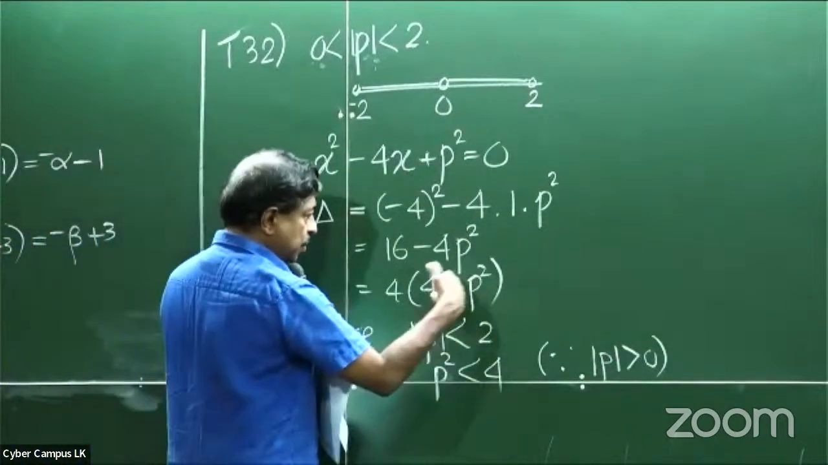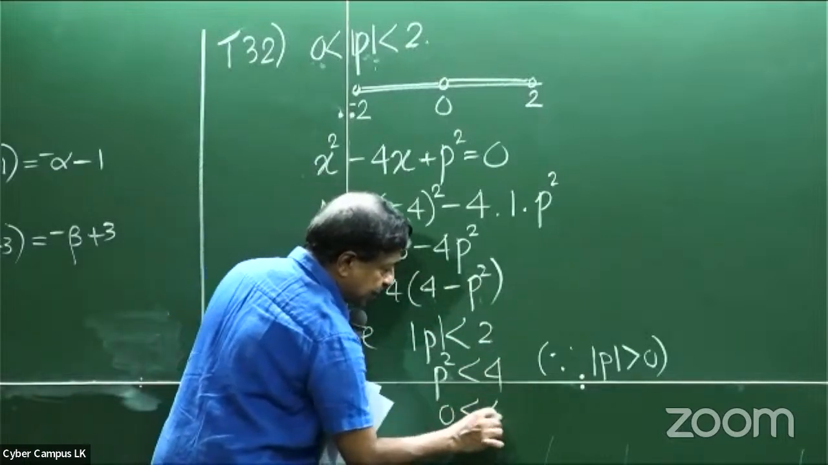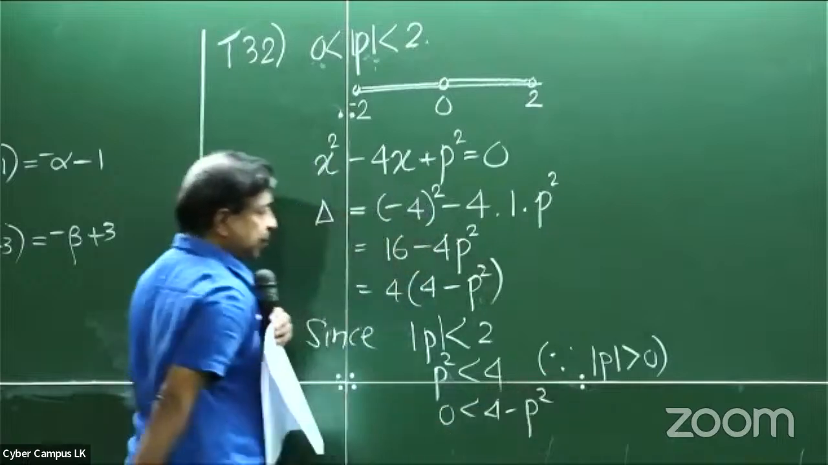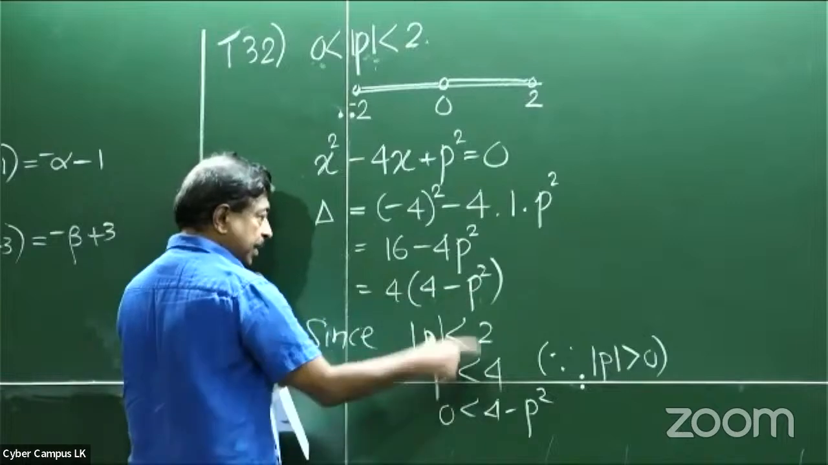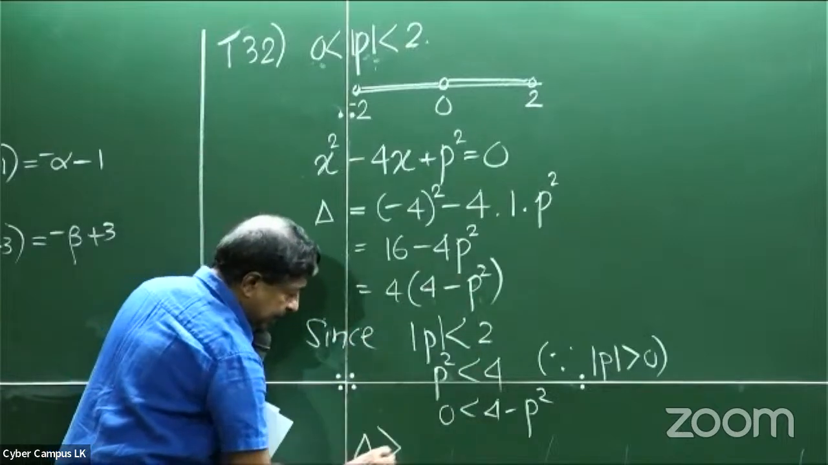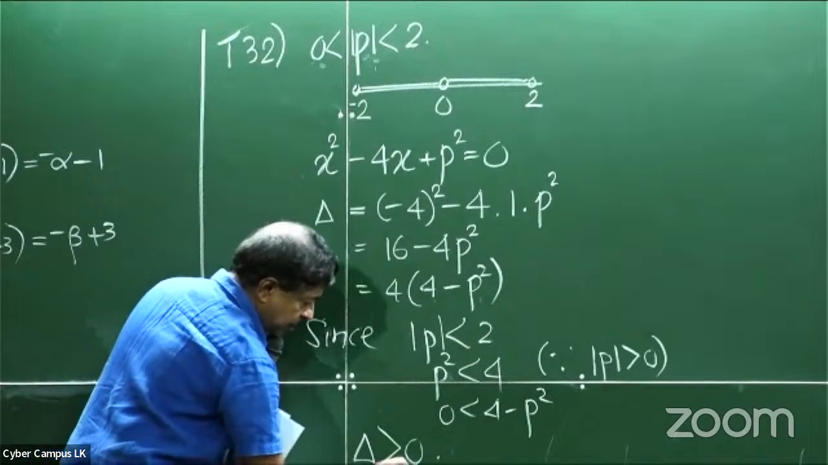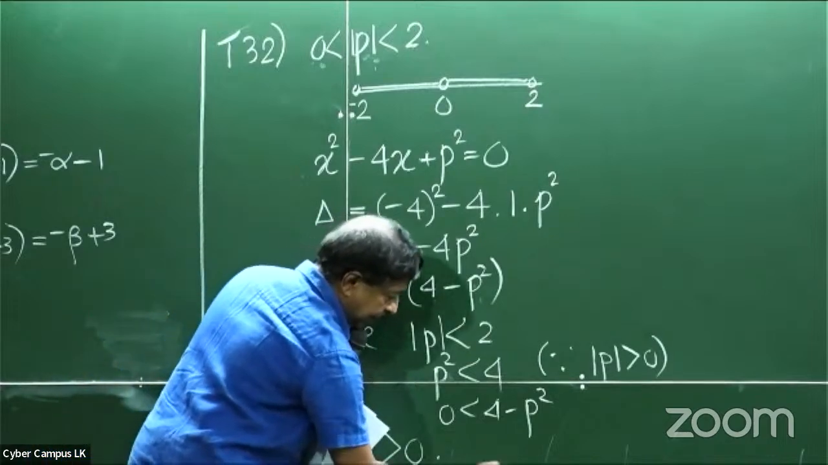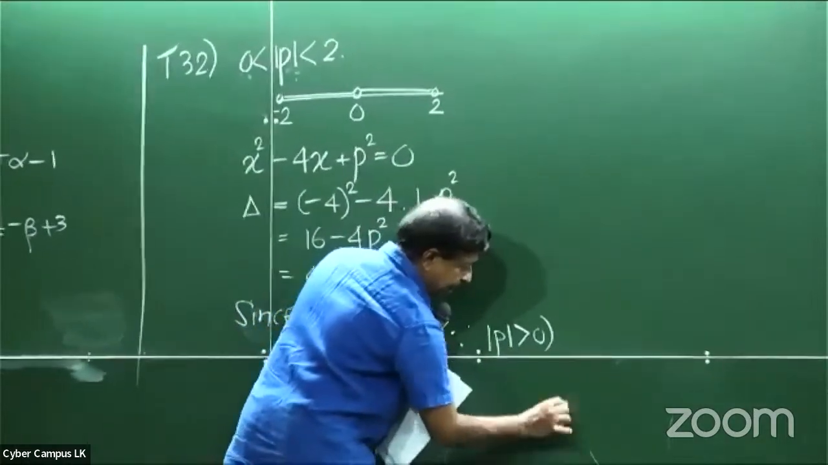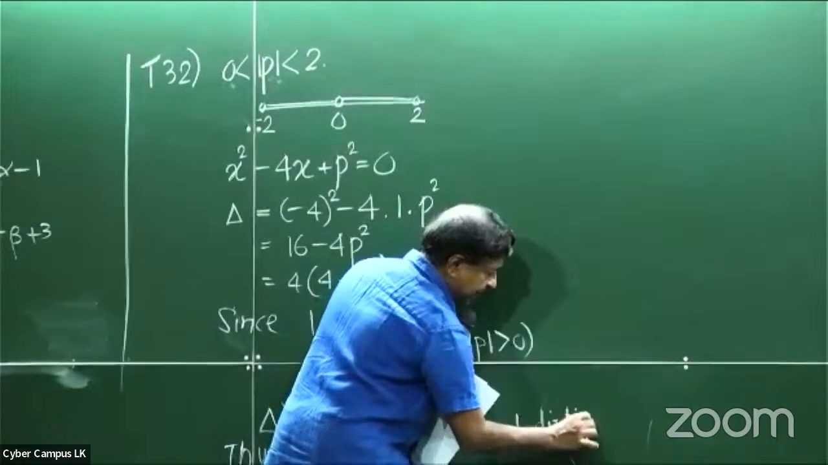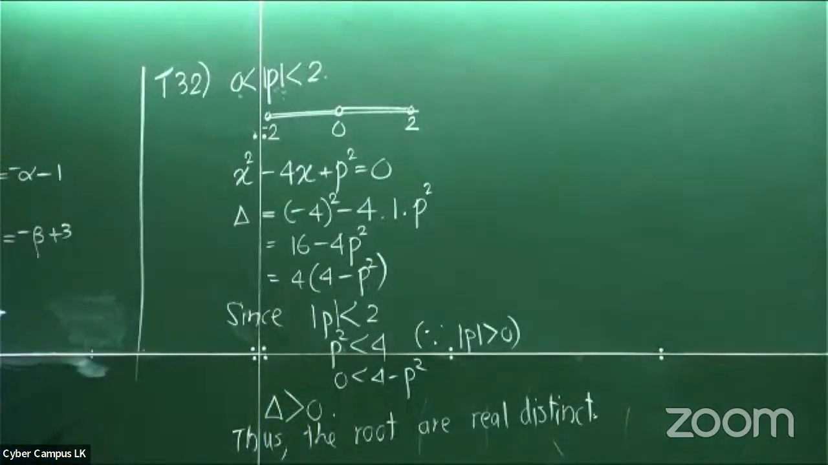Now, you can come up with this shape. You take this p squared to the other side. So that means delta is greater than 0. With this, if you plug in that, you get delta is, sorry, greater than 0. The roots are real distinct. They are different. I mean, they are not equal. So that part is over.